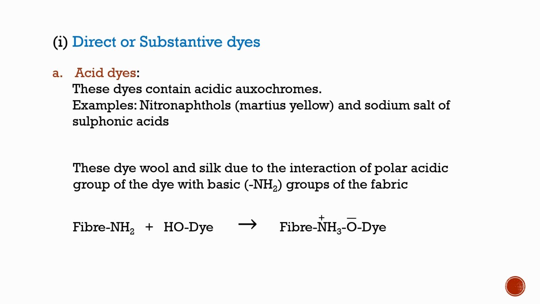So acid dyes, these dyes contain acidic auxochromes. So they can have OH group or SO3H sulfonic acid groups as auxochromes. So examples are nitronaphthols, which is marked as yellow, and sodium salts of sulfonic acids. These dye wool and silk due to interaction of the polar acidic group of the dye with the basic group, which is the NH2 group of the fabric. So the fabric has the NH2 group and the dye has the OH group. So this is the basic group and this is the acidic group. And the interaction of these two leads to the binding of the dye on the fiber.